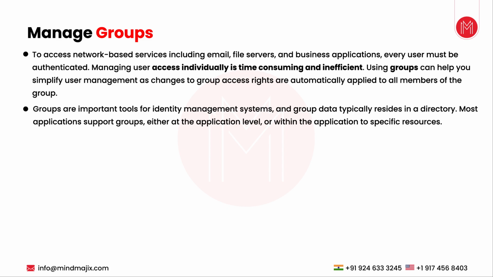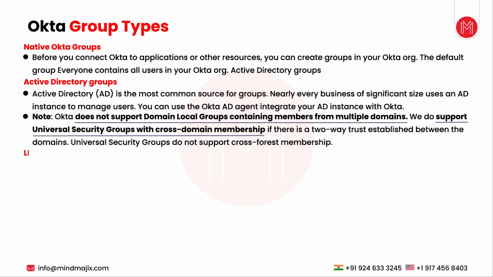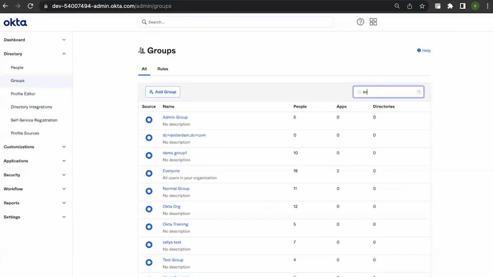Groups are important tools for identity and management systems, and group data typically resides in a directory. Most applications support groups either at the application level or within the application to specific resources. Now again, over here, we'll see that we have got different types of groups in Okta. Before we connect Okta to the applications or other resources, we can create groups in Okta, and we have got one group that is Everyone here in Okta. You could see that if you go here and search for everyone.